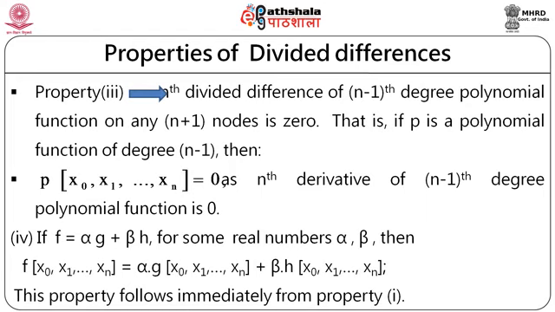If you take a polynomial function a 0 x plus a 1, then the first derivative will be a 0 and the second derivative will be 0, and therefore, for a first degree polynomial, the second derivative is 0. So, the same thing can happen with an n minus 1th degree polynomial function as well.